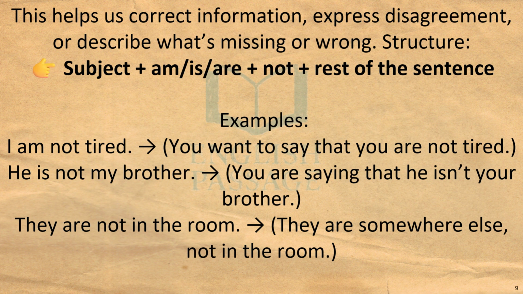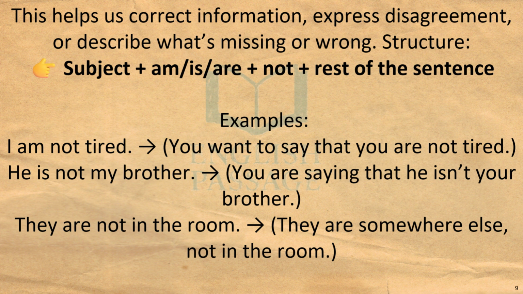This helps us correct information, express disagreement, or describe what's missing or wrong. Structure: subject plus am, is, or are, plus not, plus the rest of the sentence. Examples: I am not tired. You want to say that you are not tired. He is not my brother. You are saying that he isn't your brother.